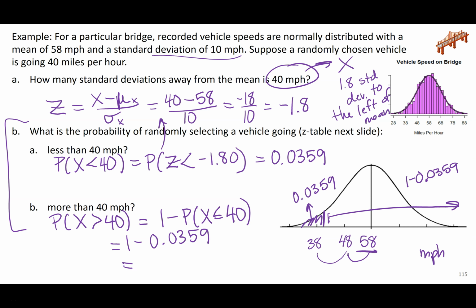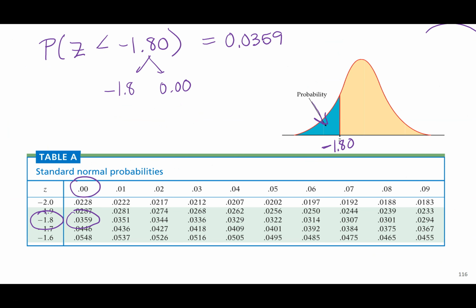So I'm going to get something like 0.9641. So if 3.5% of the cars are going slower than exactly 40 miles per hour, then about 96.41% are going faster than 40. And that's what we're at here. So then we'll have one more part.